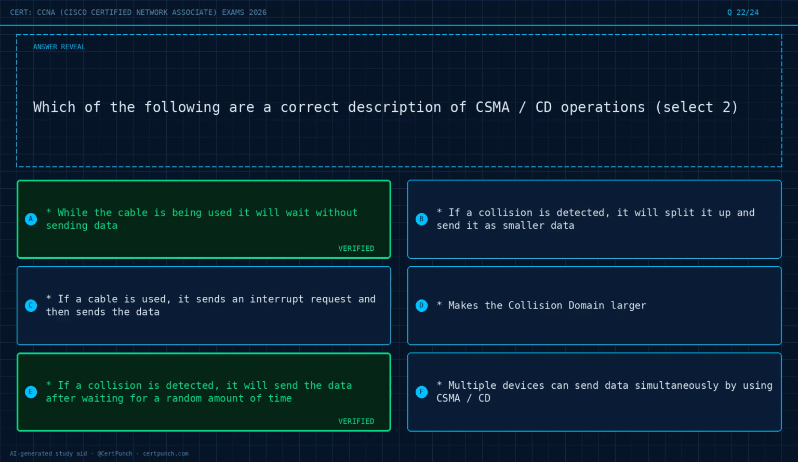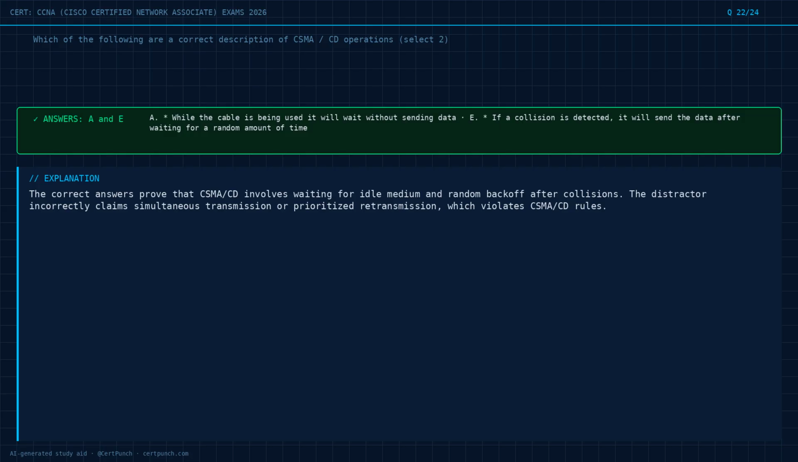The correct answers are options A and E. Behind the answer: the correct answers prove that CSMA/CD involves waiting for an idle medium and random backoff after collisions. The distractor incorrectly claims simultaneous transmission or prioritized retransmission, which violates CSMA/CD rules.